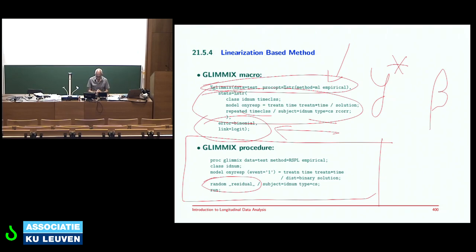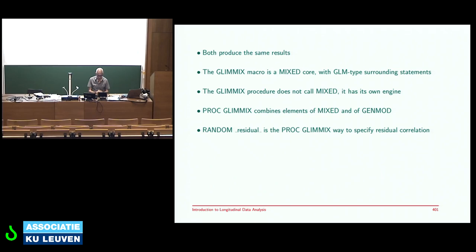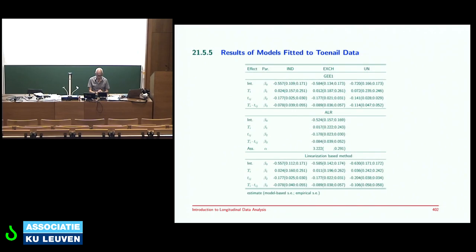So, subject is ID number, type is compound symmetry, all of that remains the same, and you get your output then. And I've summarized here on this slide what I've just said a moment ago. Watch out for the random underscore residual underscore.